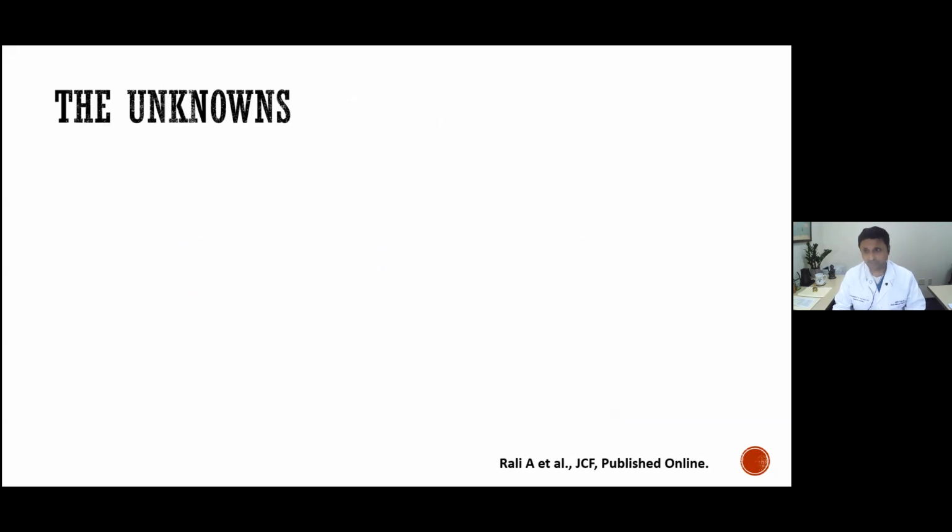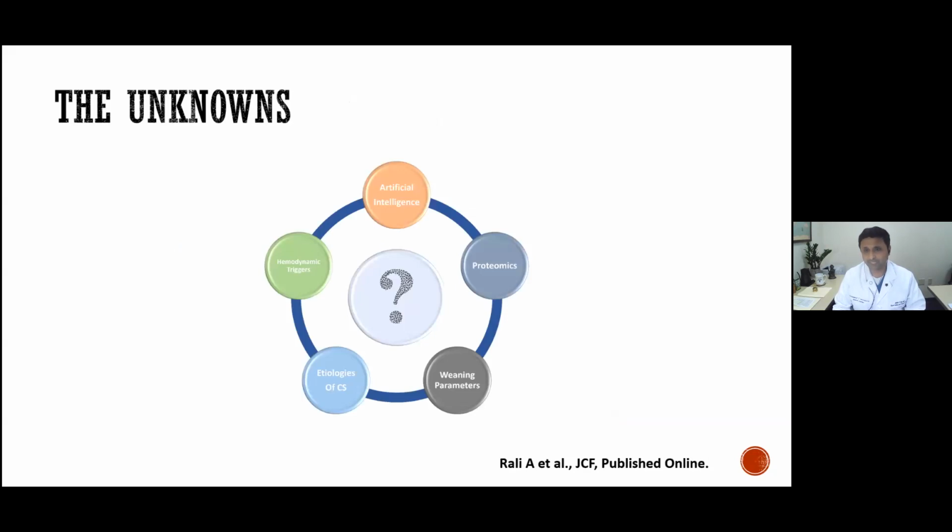There still remain a ton of unknowns and unanswered questions when it comes to LV venting in patients that are on VA ECMO. The first one is, can artificial intelligence analyze large granular data sets to help precisely identify patients and triggers that warrant LV venting? Can we use gene expressions and proteomics to help identify how early in the VA ECMO support the adverse remodeling begins? Can that help us to decide the timing of LV venting? Are there certain patients who are genetically predisposed to adverse remodeling?